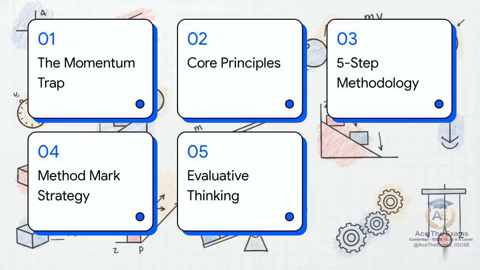Here is your insider cheat sheet, your master blueprint for the entire session. We will walk chronologically through the exact sequence required to secure those top marks. We're starting with the momentum trap, identifying those red pen mistakes Alex and Sam made. Then, we build the core principles, diving into the assessment objectives. After that, we'll implement our 5-step methodology, unlock the ultimate method mark strategy, and finally, elevate your game with evaluative thinking. This is the exact sequence you need to conquer the paper.